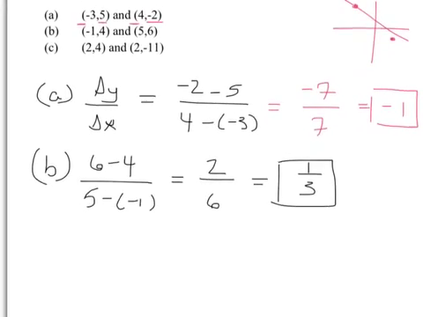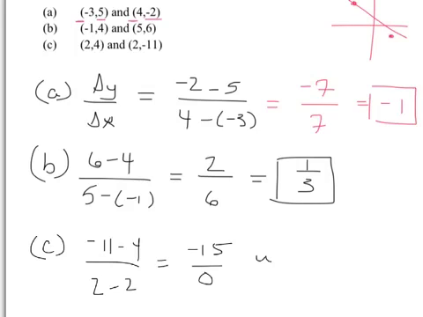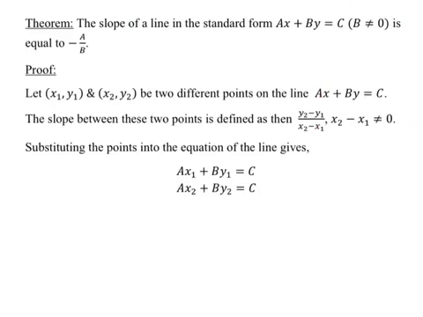For part C, we'll take a look and we'll notice here that our x-coordinates are the same right away. So something weird is going to happen. So it's going to be negative 11 minus 4 over 2 minus 2. The numerator doesn't even matter. It turns out to be negative 15, but it makes no difference at all because it's over 0. So this slope is undefined. Okay, remember that this is a vertical line.